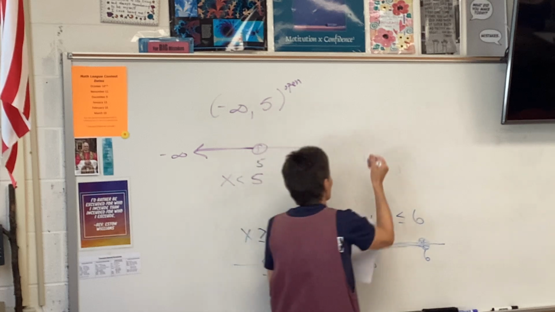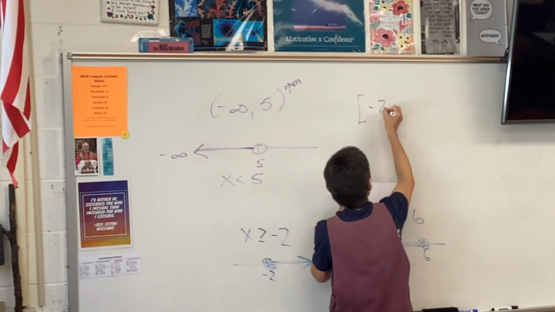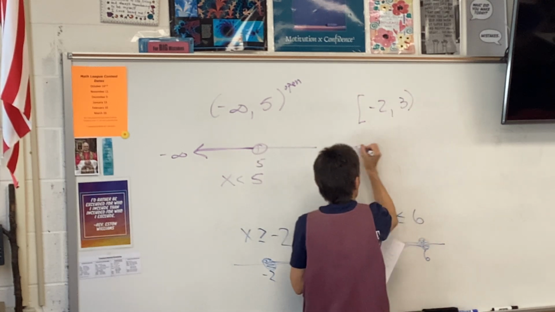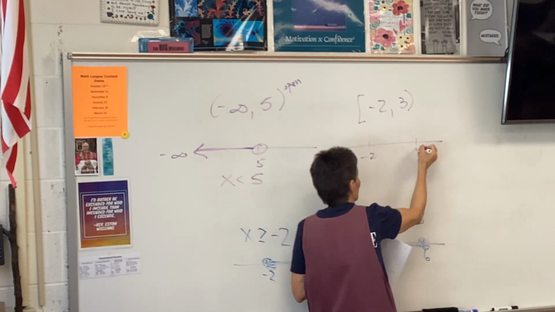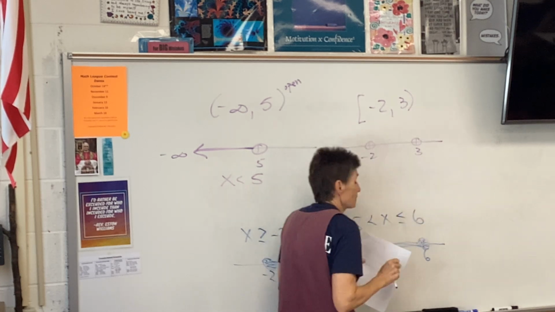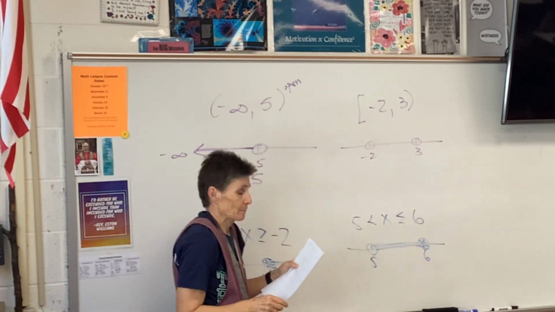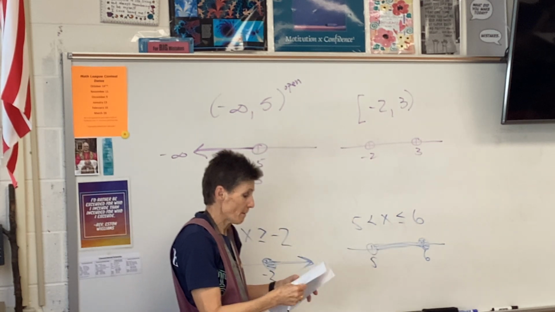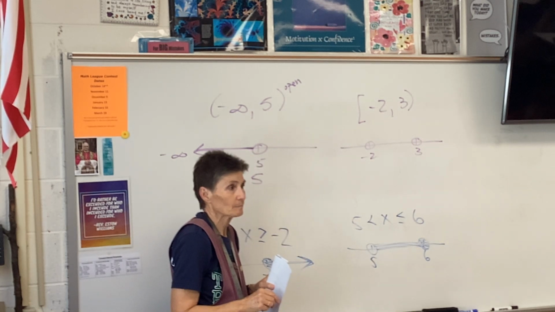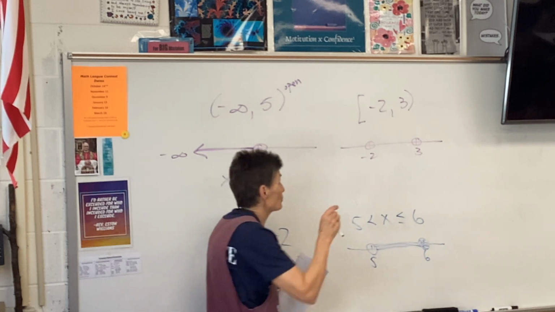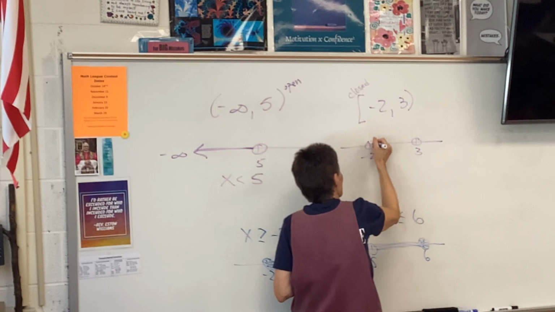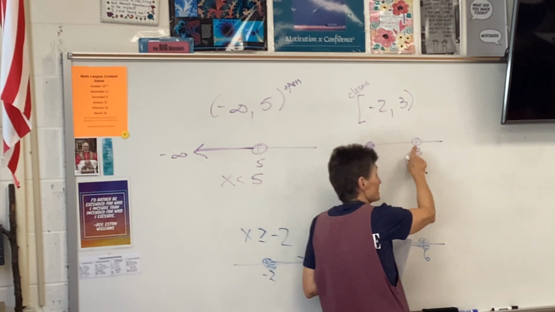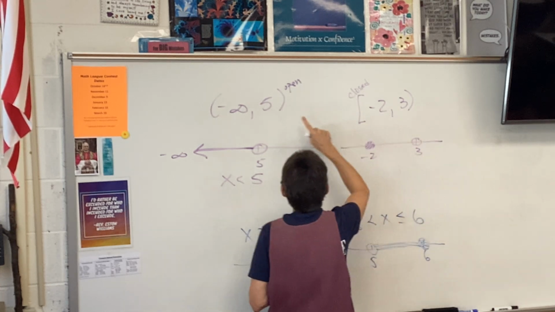How about D? What do you think this means? Again, we're bracketing it. We have -2 and a 3. Do you remember what that means? So a closed circle for the bracket? Closed circle for the bracket. This is closed, so that circle's going to be closed. That one's going to stay open. Parentheses are open.